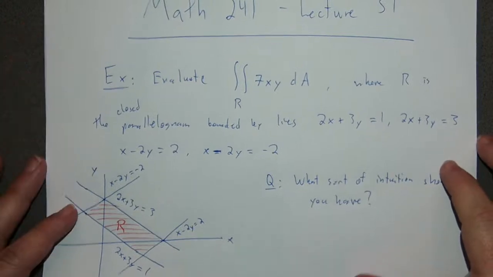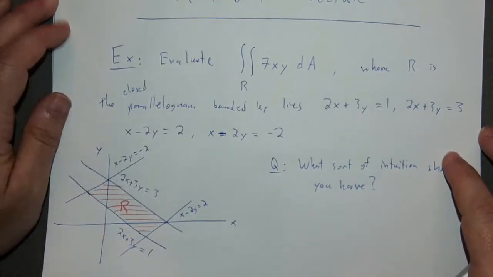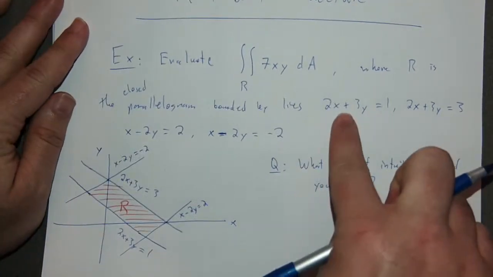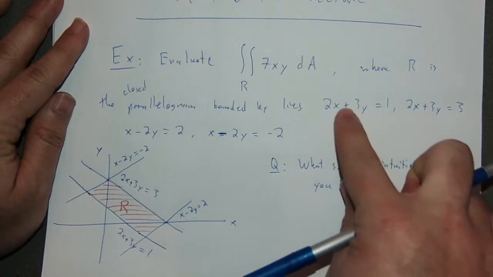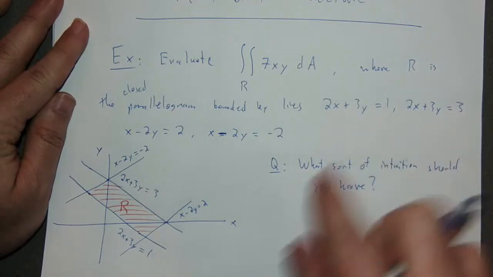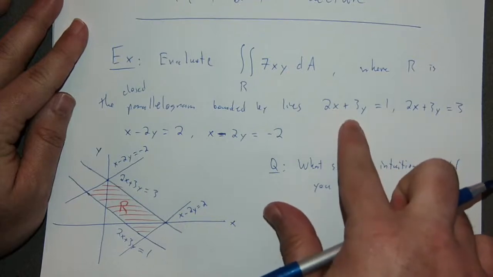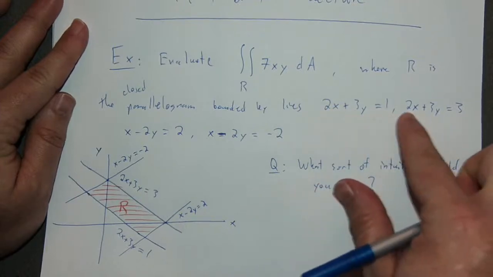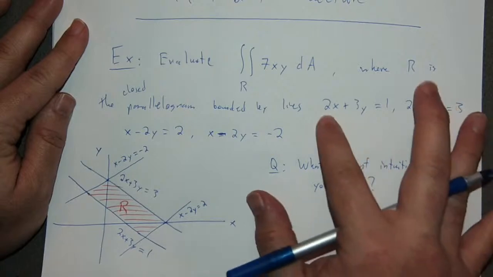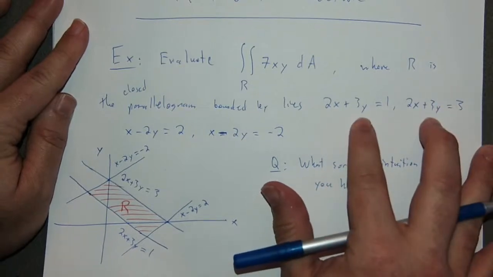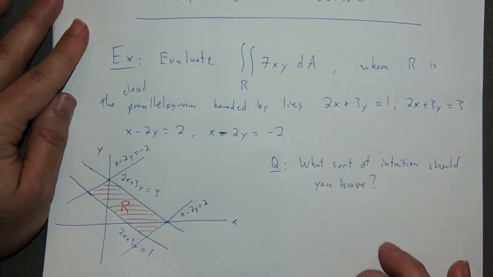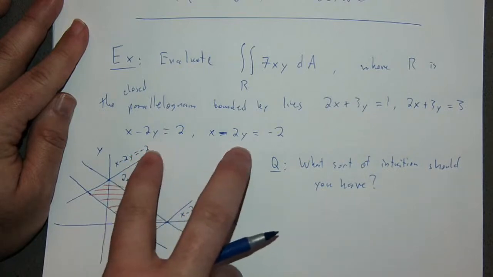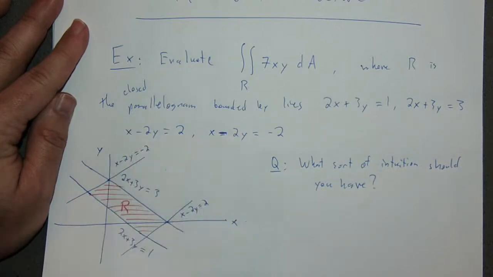Okay, well, so I have two lines, and the left side of the equations of these lines is the same expression: 2x plus 3y is equal to 1, 2x plus 3y is equal to 3. So the left-hand side, 2x plus 3y, is the same for these two lines, and the left-hand side of this equation is the same for these two lines.